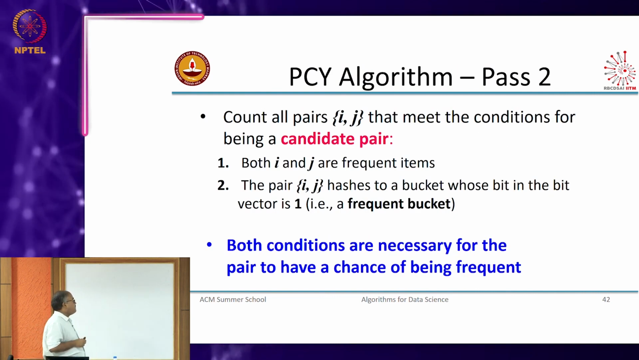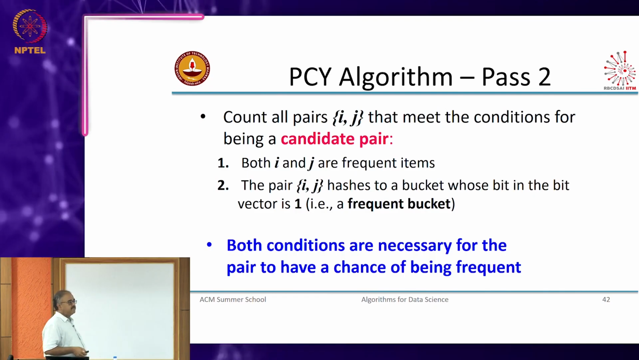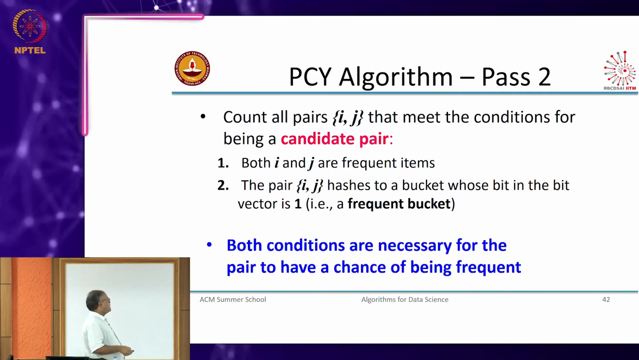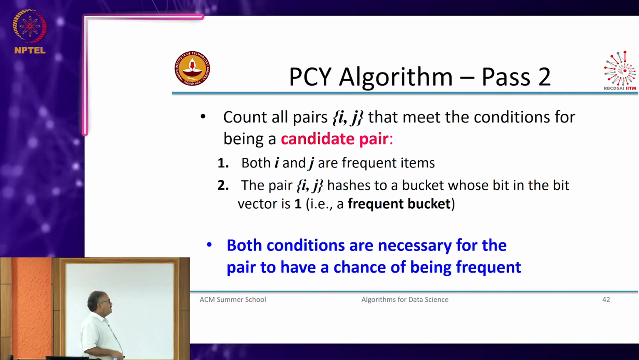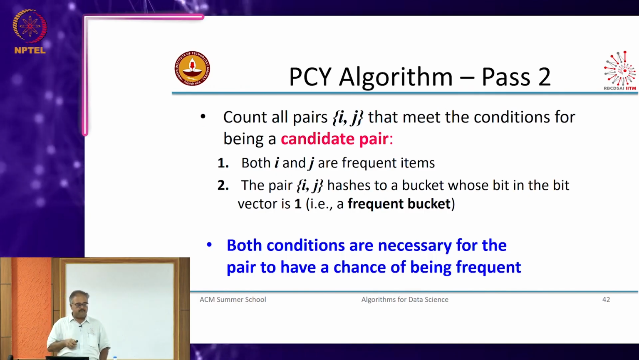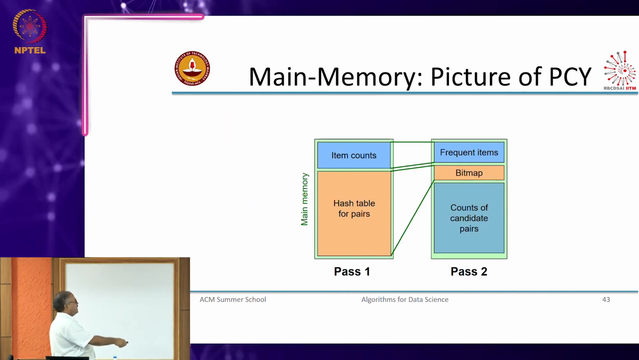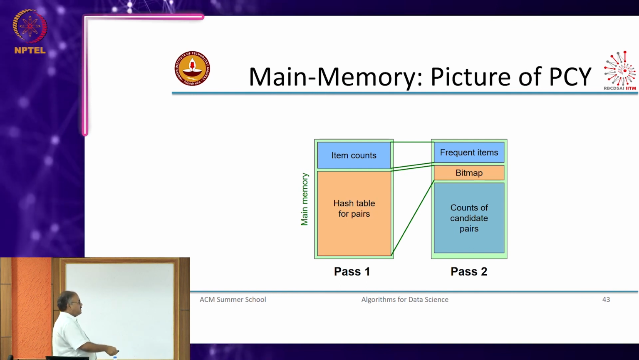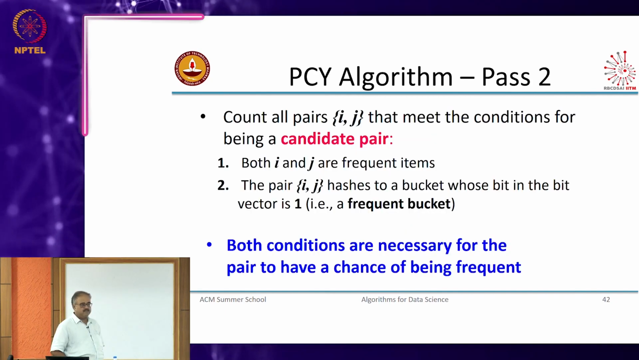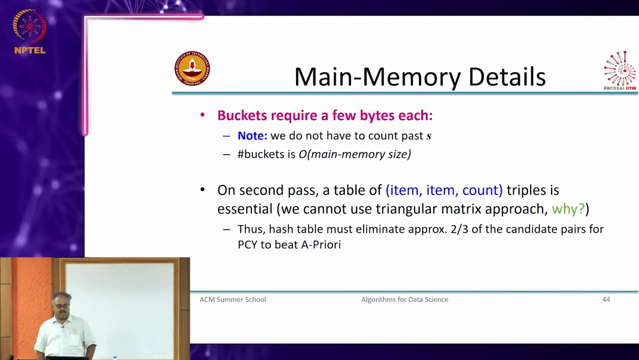So which are all the ij pairs that I will count now? Count all pairs ij that meet the condition for being a candidate pair: both i and j are frequent items, and the pair ij hashes to a bucket whose bit is set to 1, right. So that is basically what we have here. From the item counts I will get to the frequent items that I know, and the candidate pairs are those which satisfy these two conditions. So I have significantly reduced my L2 set, hopefully, by doing this, right.